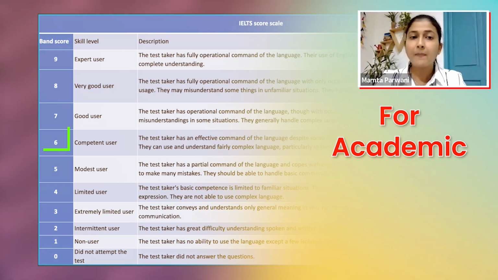However, as I said, for academic, it doesn't vary much. It's mostly, in general I'm saying, between 6 to 7. Well, the requirement is something that you must know and your counselor will be telling that to you. So don't worry about that, alright? Whatever your requirement would be, we'll work on that accordingly.